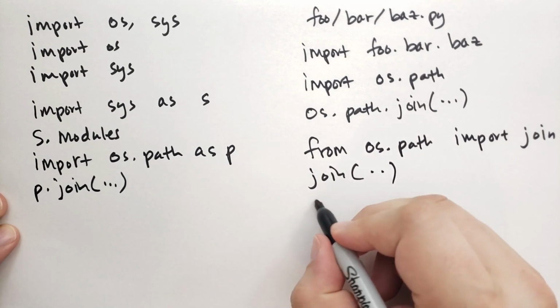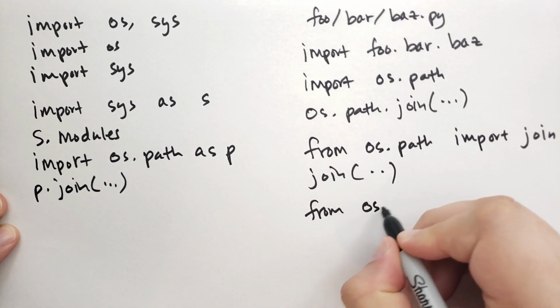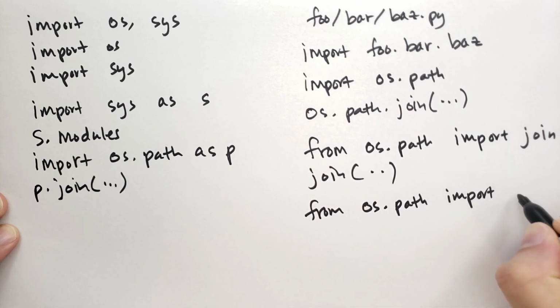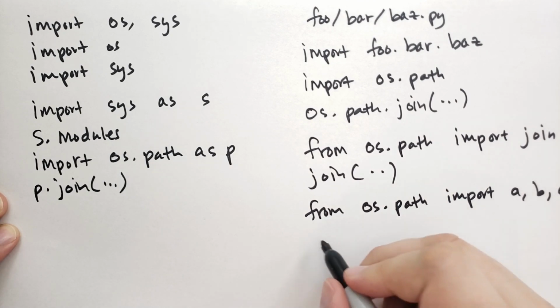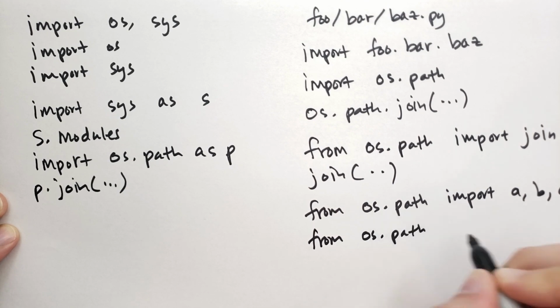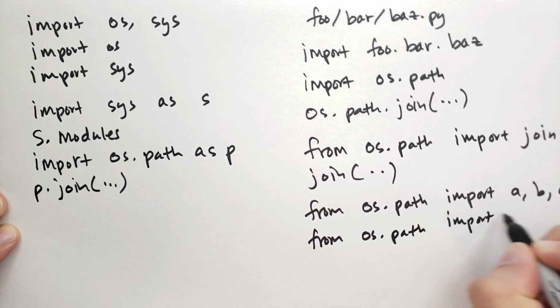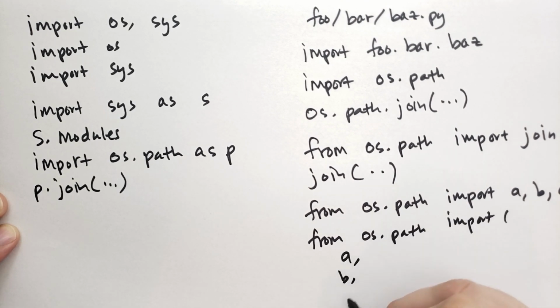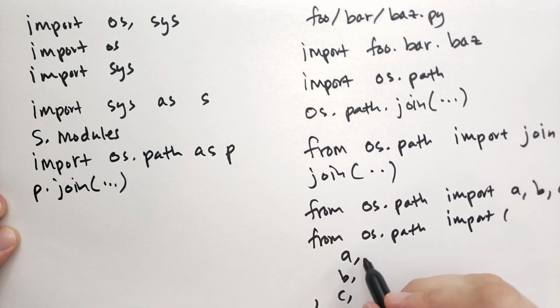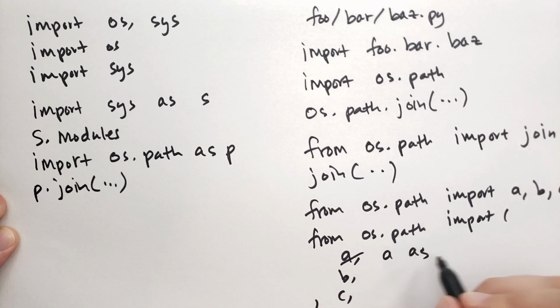You can import multiple things. We could say A and B and C like this, or we can use parentheses: A, B, C. And of course, we could put as's for each of these. So we could say, instead of A, we can say A as Z, B as Y, and C as X.